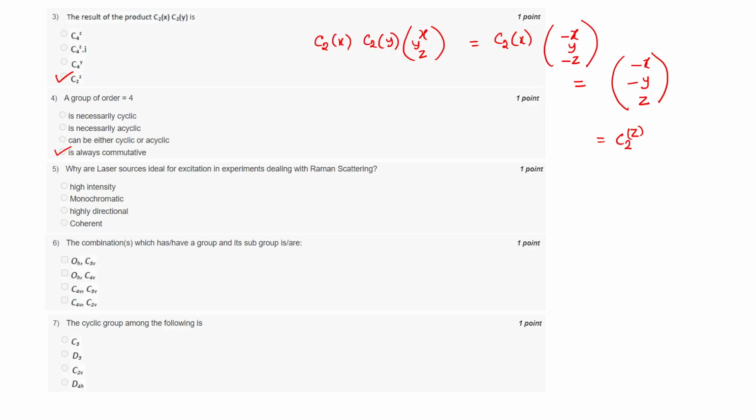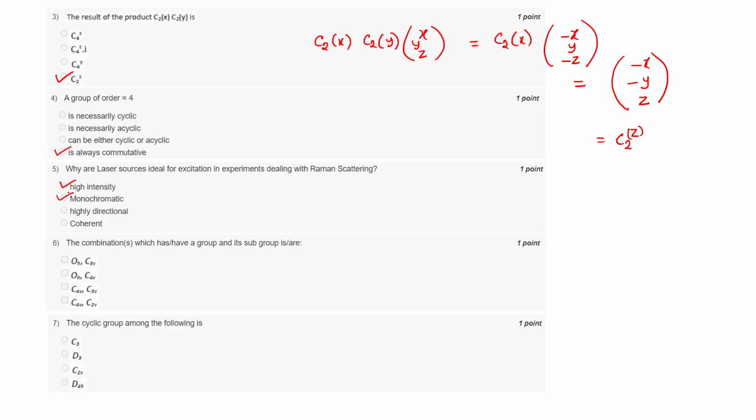Okay. Number five. This is about the Raman scattering. Why are laser sources ideal for excitation in experiments dealing with Raman scattering? I think there are multiple answers associated with it. I choose high intensity, and they are highly monochromatic. Both of them are going to be correct.